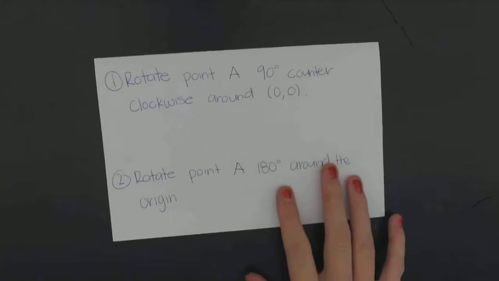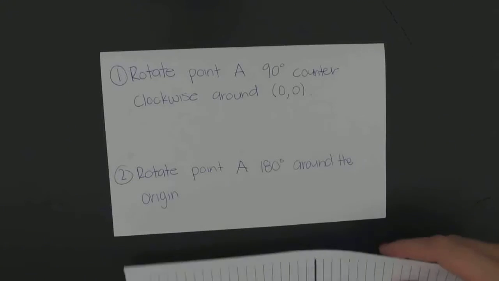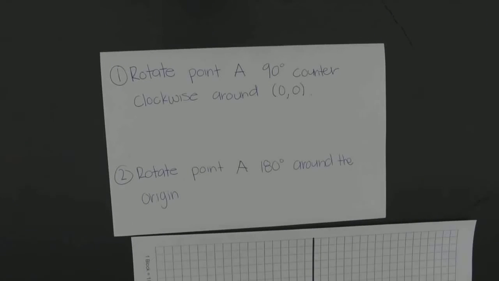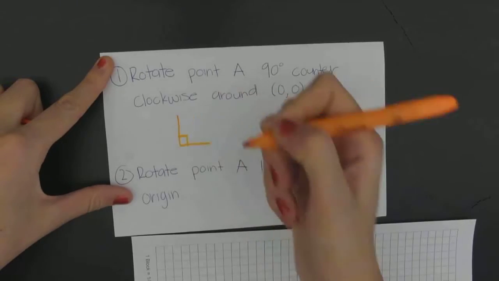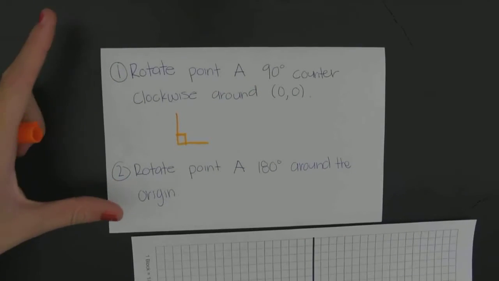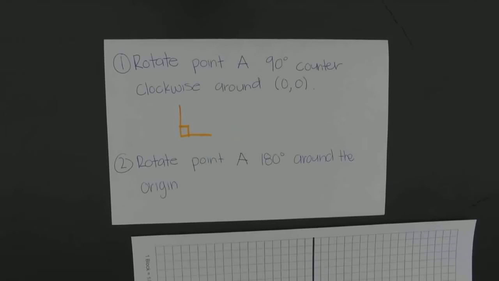All right, so let's look at a graph. Actually, let's look at a question first. Our first question says, rotate point A 90 degrees counterclockwise around 0, 0. First off, I want you guys to remember what a 90-degree angle looks like. Hopefully you remember it's like this, like the corner of your desk, the corner of a piece of paper. A perfect square has all 90-degree angles. This is one you should be the most familiar with.